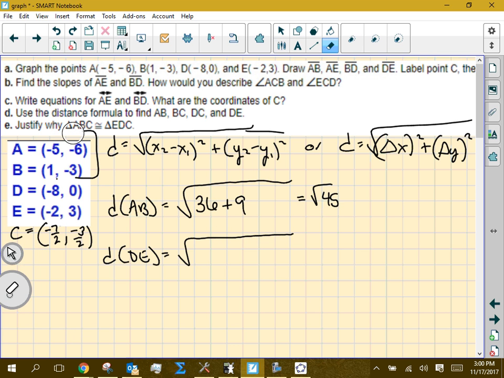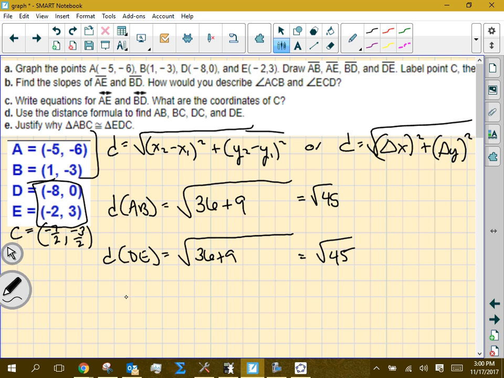Now I want to find distance D to E. So now I'm going to look at those two ordered pairs. Going through the same process. Negative 8 minus negative 2 gives me negative 6. Square that gives me 36. And then 0 minus 3 gives me negative 3. Square that gives me 9. What's that telling me about those two distances? They're equal. Okay. Now I want to go find distance between B and C.